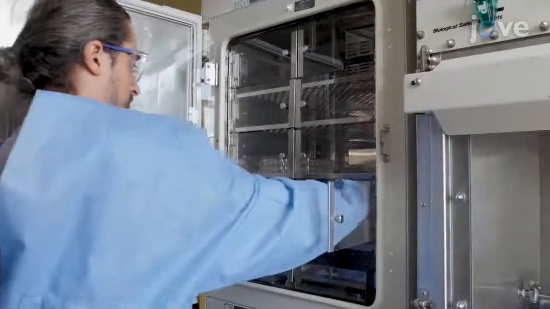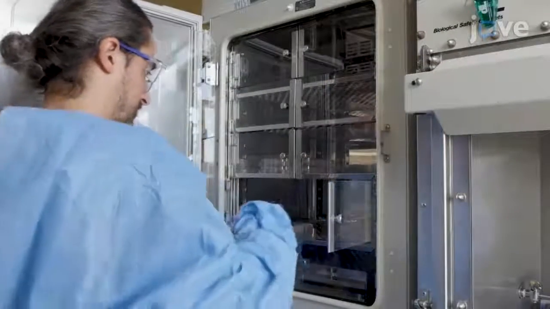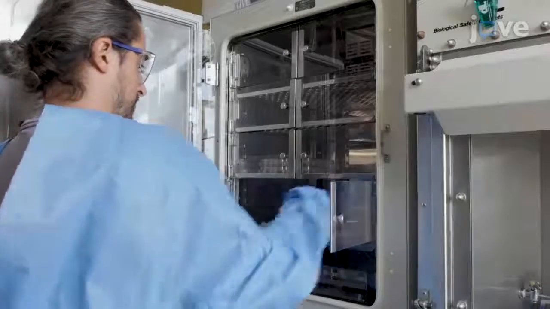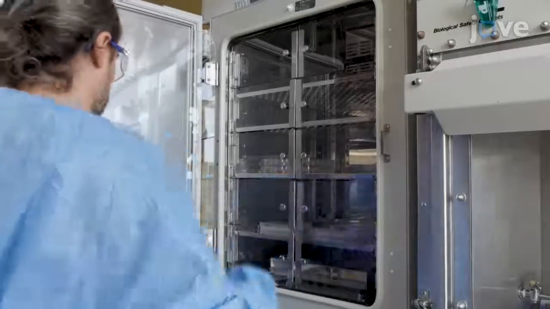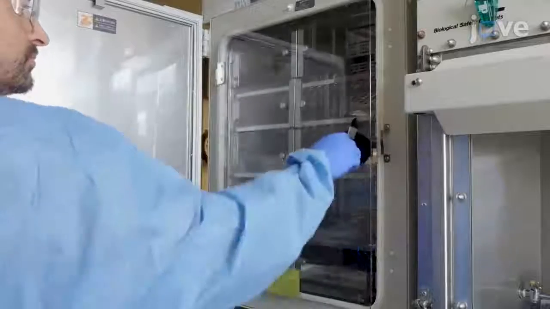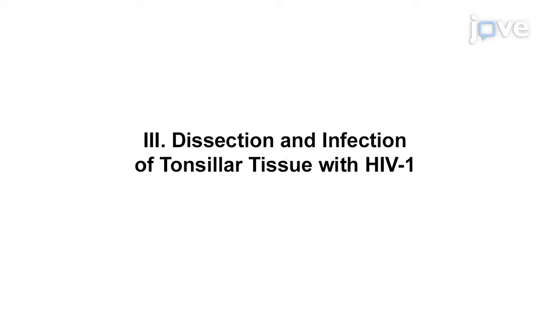Place the plates in the incubator, set at 37 degrees Celsius, 5% CO2, and greater than or equal to 90% humidity, until the tissue explants are ready to be loaded on the sponges. Transfer the tonsils.